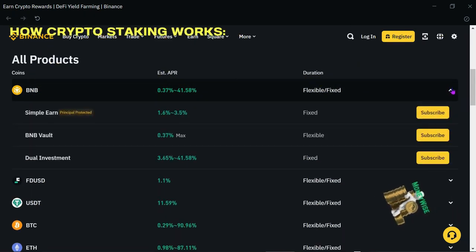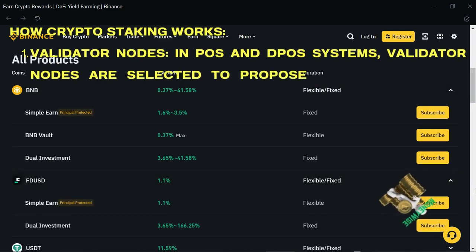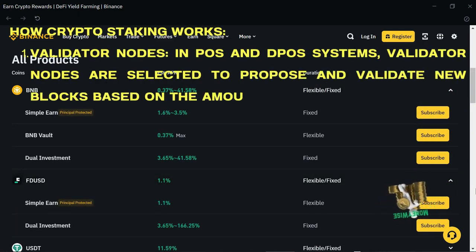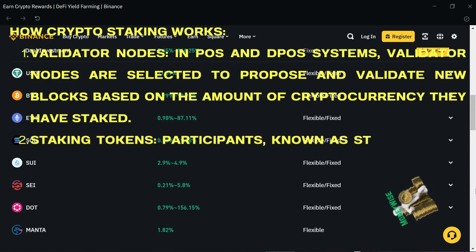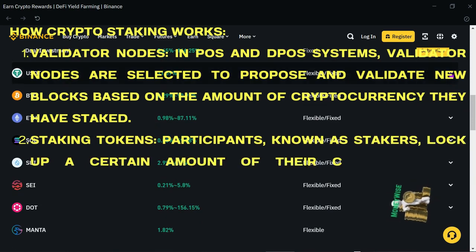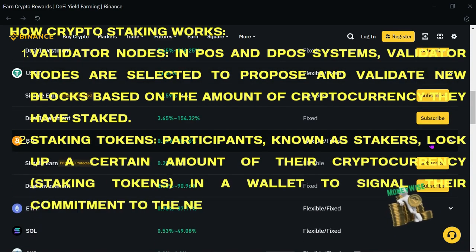How crypto staking works. 1. Validator nodes. In PoS and DPoS systems, validator nodes are selected to propose and validate new blocks based on the amount of cryptocurrency they have staked. 2. Staking tokens. Participants, known as stakers, lock up a certain amount of their cryptocurrency, staking tokens, in a wallet to signal their commitment to the network.